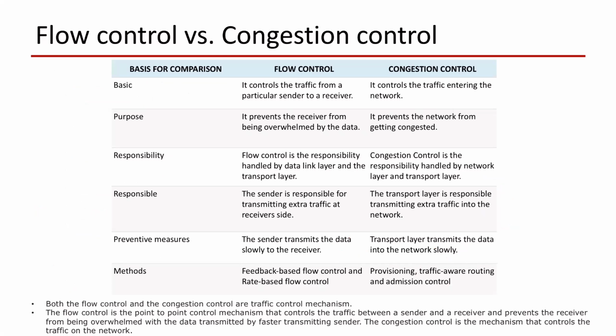Okay. So, the difference between flow and congestion control. The basic flow control controls the traffic from a particular sender to receiver. Congestion control is the view of the network. How does it work in the network? How does it work end-to-end? That is flow control. Congestion control is in the view of the network. It controls traffic entering the network. And flow control controls traffic from a particular sender and receiver, which is end-to-end. Congestion control is the network itself.